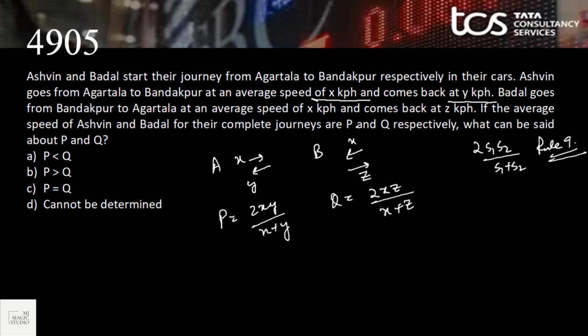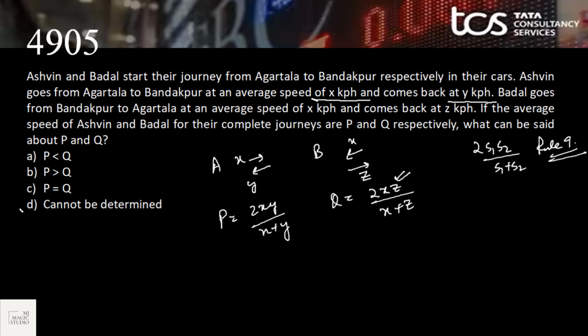Don't forget to go through it. What can be said about P and Q? Okay, we can see that P is 2xy upon x plus y, Q is 2xz. From how we will compare this y with z? Because there is no relationship between y and z known to us.